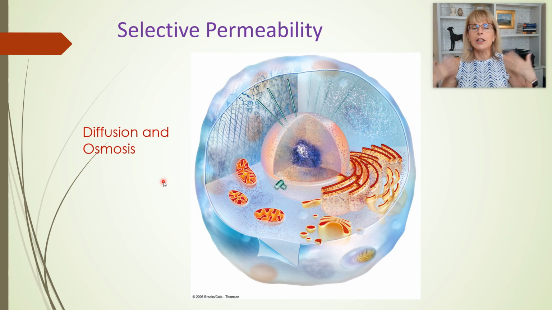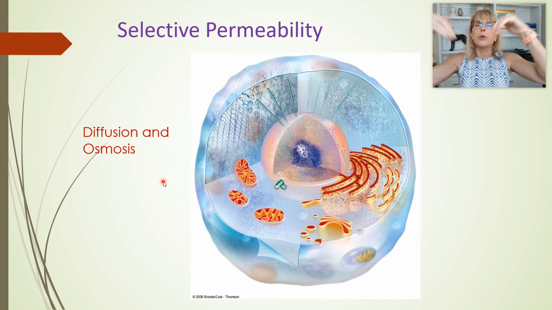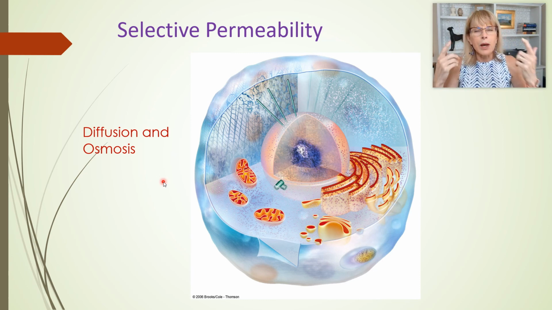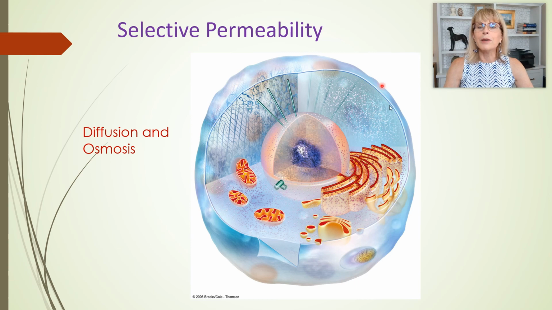Now, why are we talking about these concepts that are essentially chemistry or physics concepts? Why are we talking about that? It's because we want to understand how things go into the cell and how the cell pushes things out. Now, we're not going to talk about all the ways that this happens, but we are going to talk about diffusion and osmosis.